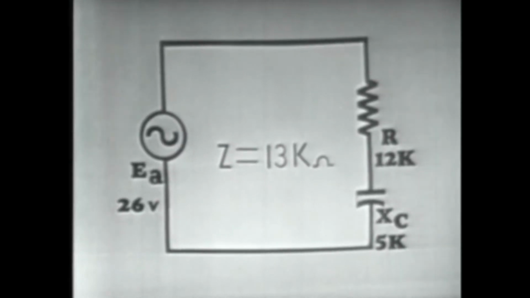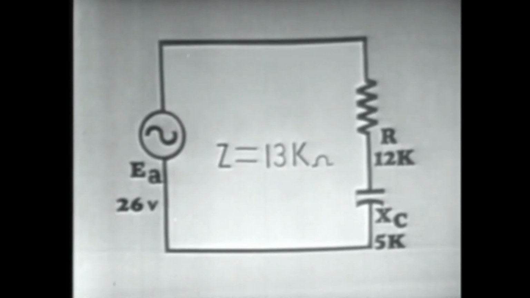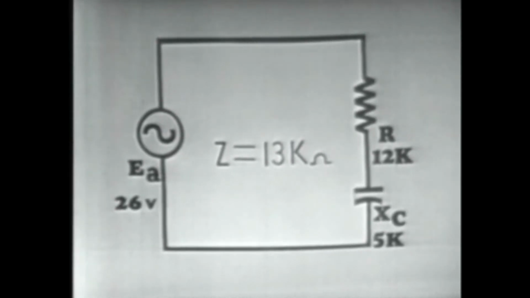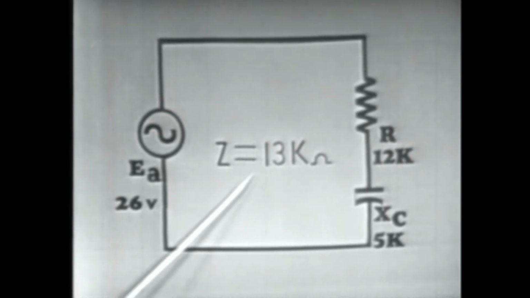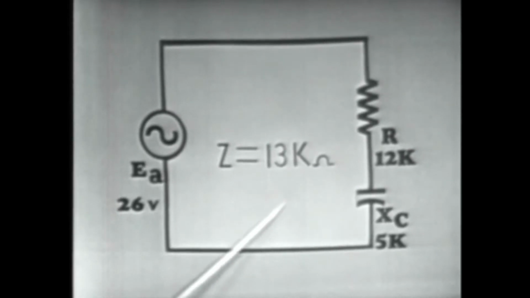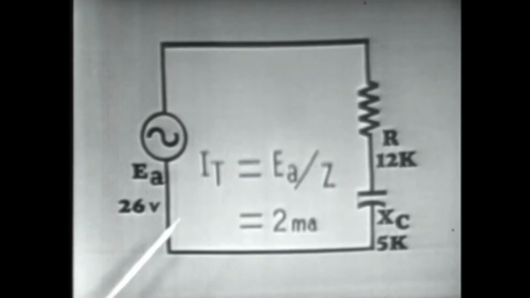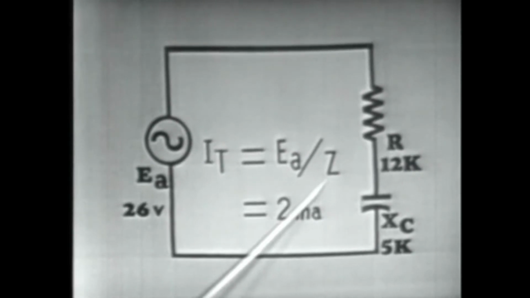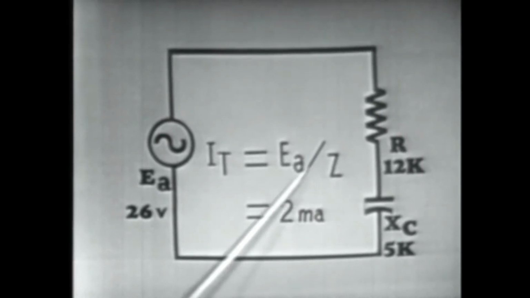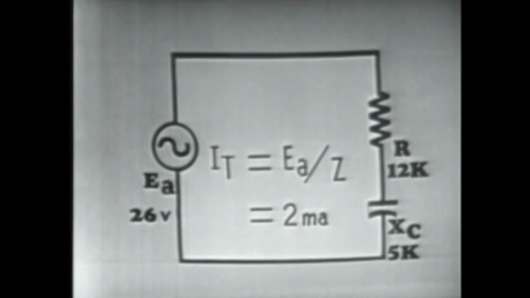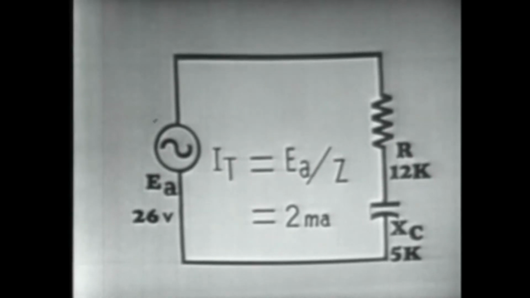All right, using this information then, we have determined, we said Z to be equal to 13 k ohms graphically. This is the total opposition of our circuit. We can determine the current flow in our circuit simply by taking this impedance and dividing it into the voltage. 13 k ohms divided into 26 volts would give us a current of 2 milliamperes flowing in our circuit.